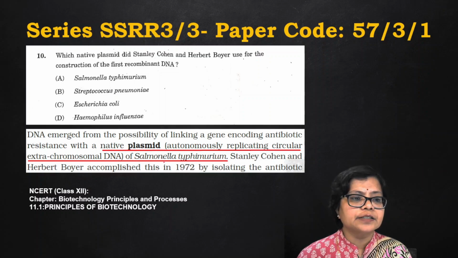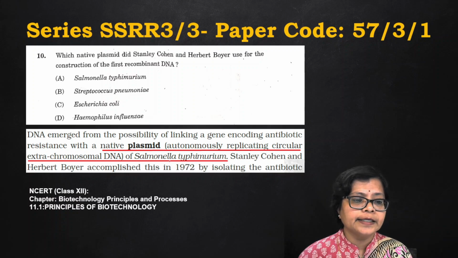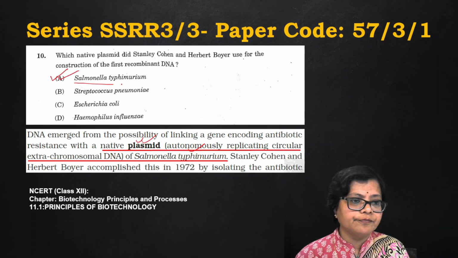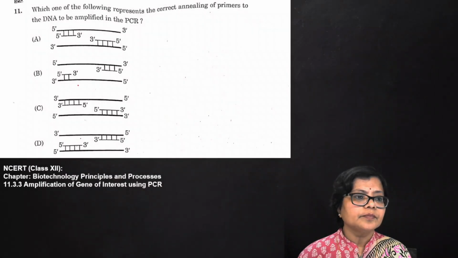Now the next question. Which native plasmid did Stanley Cohen and Herbert Boyer use for the construction of the first recombinant DNA? That is Salmonella typhimurium, NCERT book line. So the correct answer will be Salmonella typhimurium. Clear?